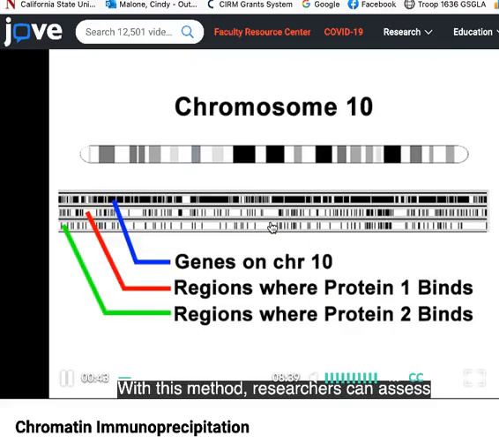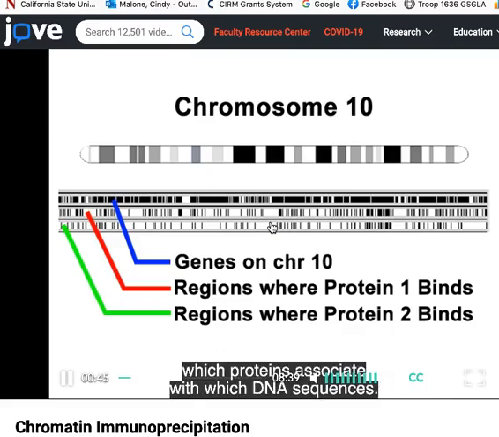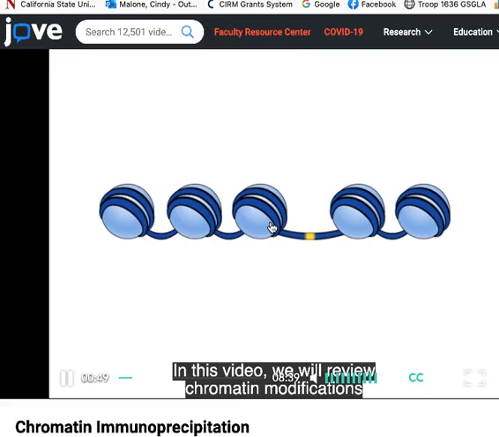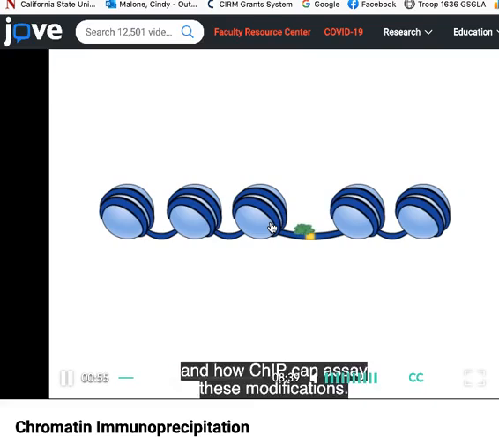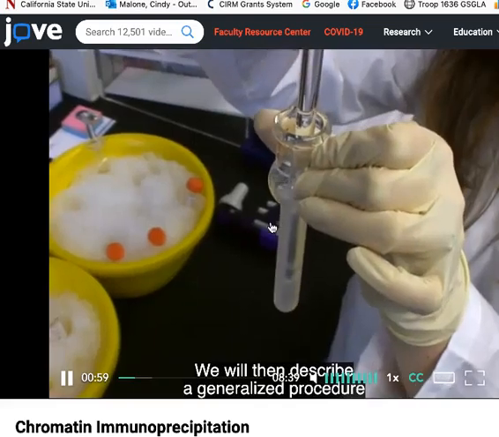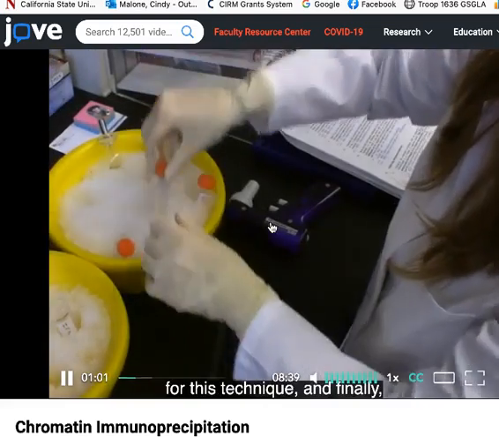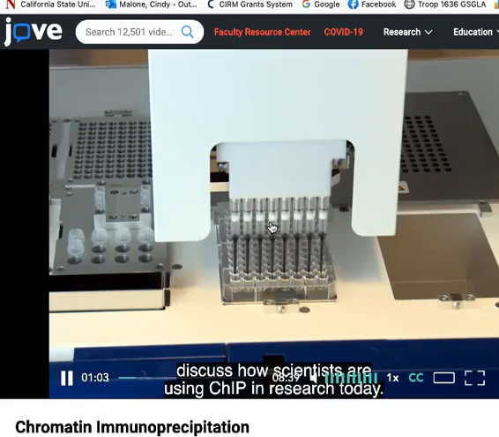With this method, researchers can assess which proteins associate with which DNA sequences. In this video, we will review chromatin modifications and their roles in epigenetic regulation, and how ChIP can assay these modifications. We will then describe a generalized procedure for this technique, and finally, discuss how scientists are using ChIP in research today.